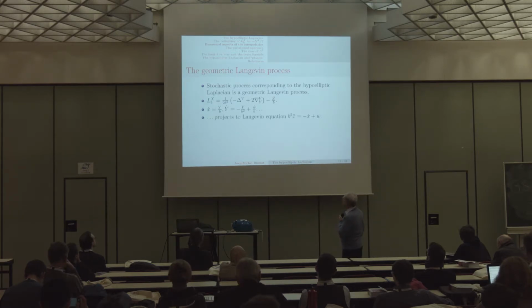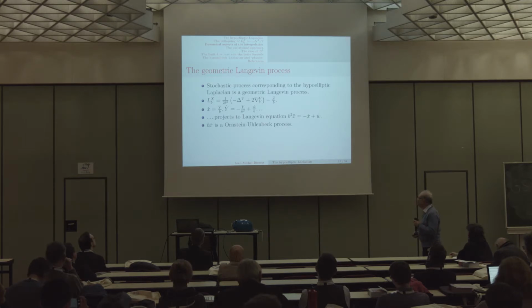I wrote it here, and this dynamics projects to the Langevin equation, x double dot equals minus x dot plus w dot. So this dynamics is C1. Contrary to when b is non-zero, the dynamics is C1 in time t. The process X is a process whose speed is essentially a so-called Ornstein-Uhlenbeck process.